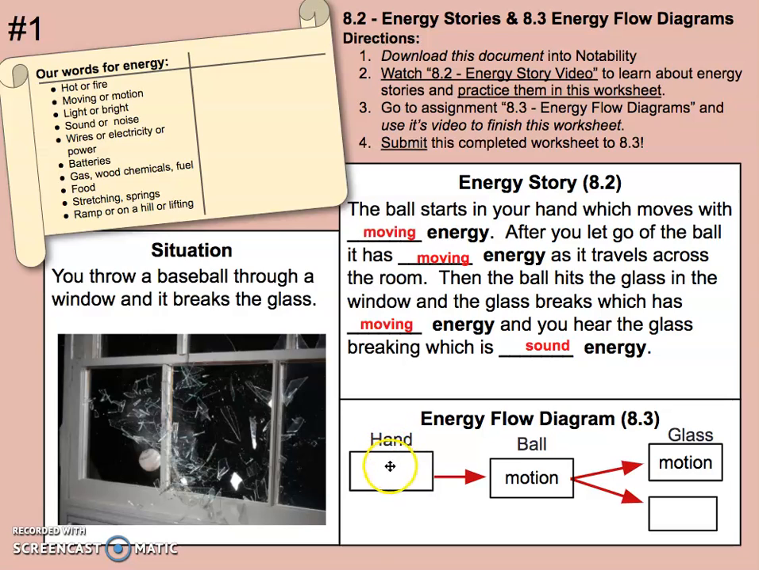So my hand has some type of energy, and I can use the energy story to help me. The ball starts in your hand, which moves with moving energy. So I'm actually going to go ahead and just steal this moving energy and put that right there. So the hand, and then inside of the box goes the type of energy, moving energy. Then the ball also has moving energy, it says motion on the worksheet. So if you have motion, that's okay.